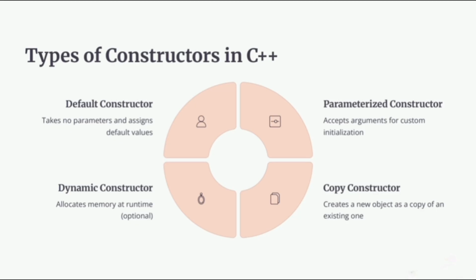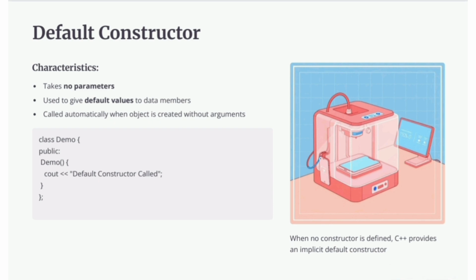There are four types of constructors in C++: default constructor, parameterized constructor, dynamic constructor, and copy constructor. First one is the default constructor. Its characteristics are it takes no parameters. It is used to give default values to data members. It is called automatically when an object is created without arguments.